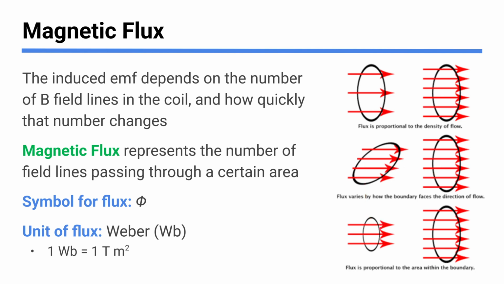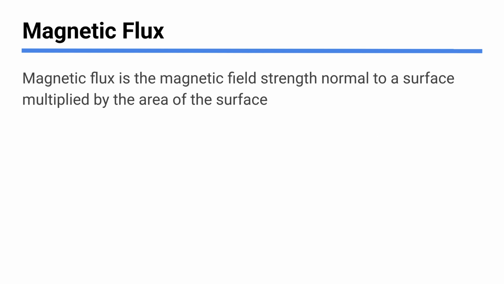And of course, you could change how big your hula hoop is. A bigger hoop will capture more field lines, so there's more flux here. Okay, so the amount of flux is really the thing that this is going to depend on. And remember, this is all about change. So what we're really going to care about is the change in flux, which we'll get to in a second.